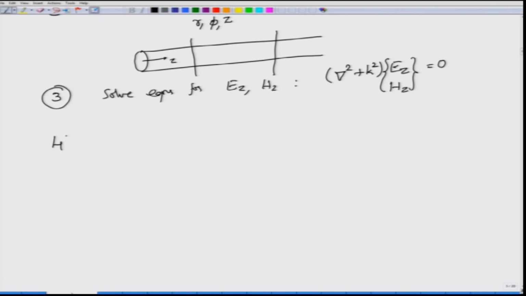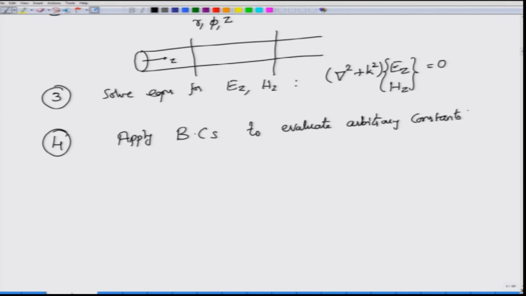Once you have found Ez and Hz, then you apply boundary conditions. So the result of the equations corresponding to Ez and Hz, and then apply boundary conditions to evaluate arbitrary constants that are going to come up in the solution. So you have to evaluate those arbitrary constants. Now there might be many constants that are interesting to evaluate, but what you are after is to find this critical parameter known as propagation constant of the guided mode.